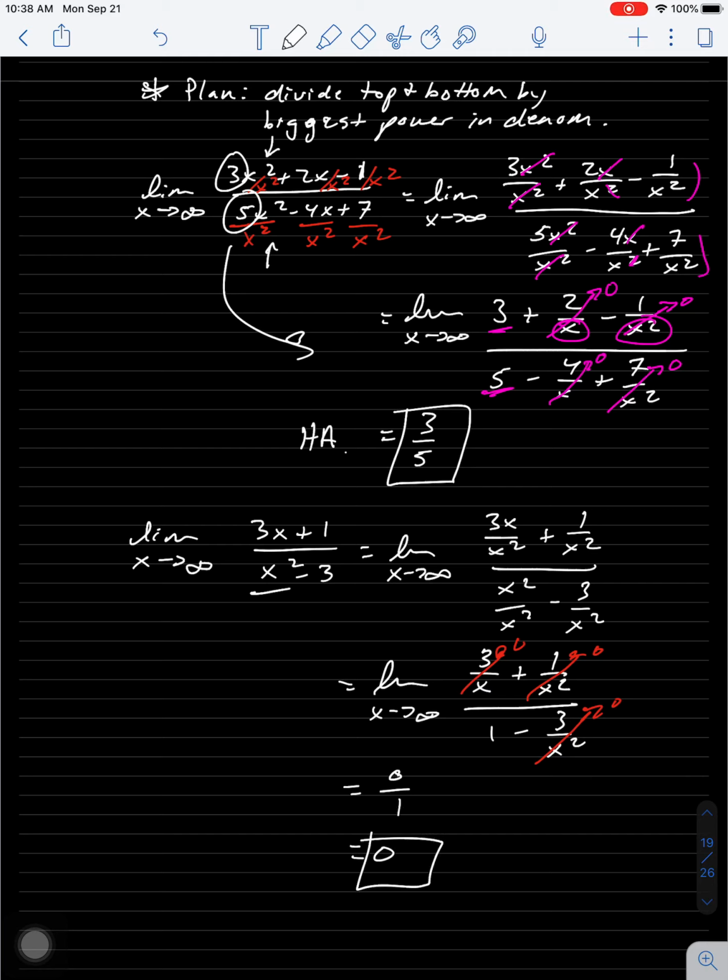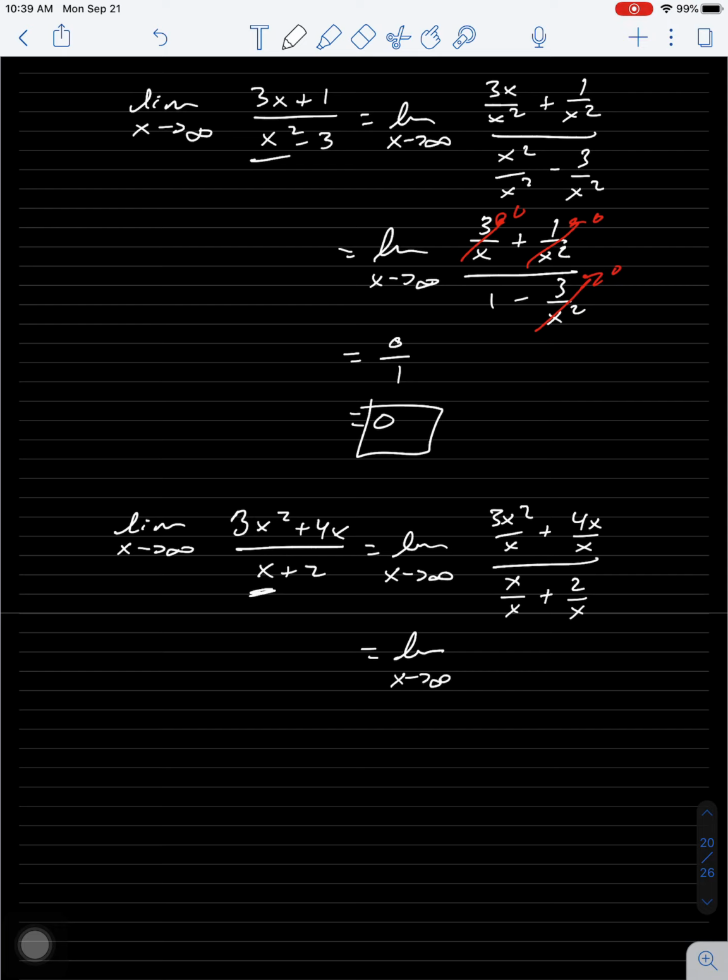Okay, one more example. All right, biggest power in the denominator is x. So I'm dividing everything by x. All right, reducing. This is going to be 3x plus 4 over 1 plus 2 over x. Now plug in, this is a little bit different than the others. Plug in a big number for x. This goes to 0. So what I've got on my denominator is 1, right, which is a static number.